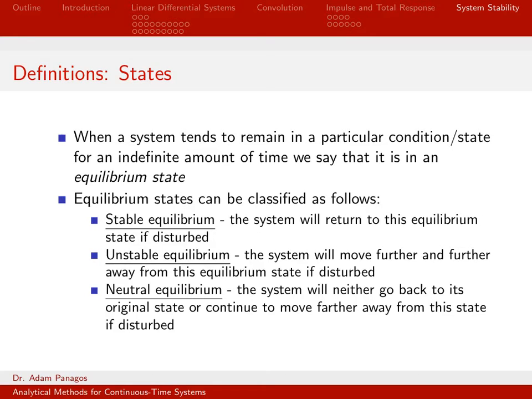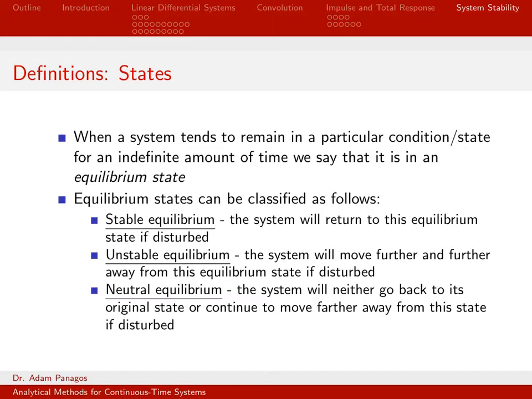So first of all, just some definitions. What do we mean by a state? If a system tends to remain in a particular state for an indefinite amount of time, that's what we call an equilibrium state. So if you tend to be in this one particular condition for a great amount of time, or some undetermined amount of time, we call it an equilibrium state. And these equilibrium states we classify in three different ways.